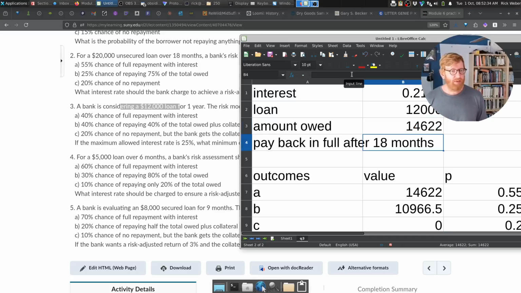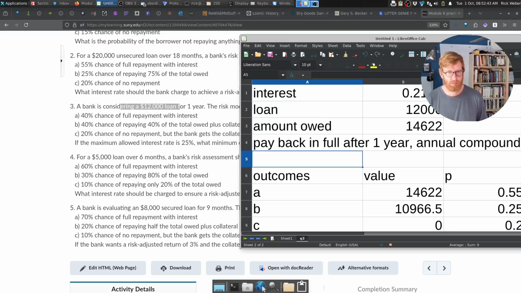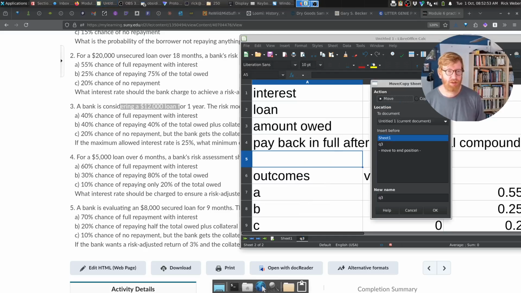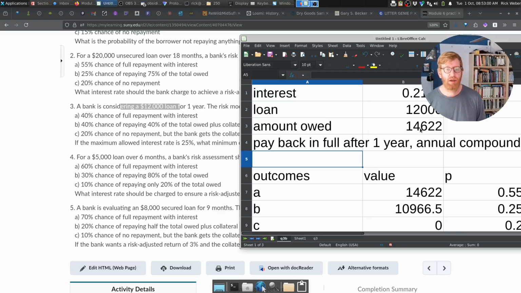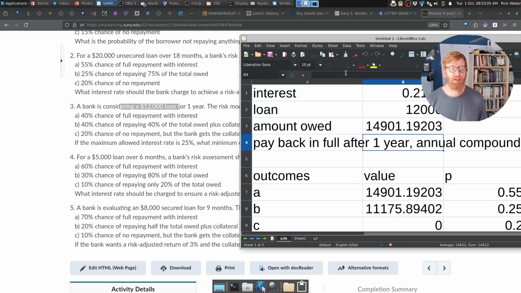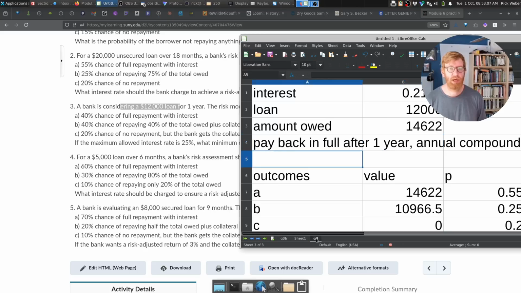All right. Payback after 1 year. Annual compounding. Cool. Our numbers would be a little bit different if you did this monthly compounding. So actually, you know what? Maybe let's go ahead and do 2 versions of this. Q3B. Copy. Okay. And here, we divide by 12.